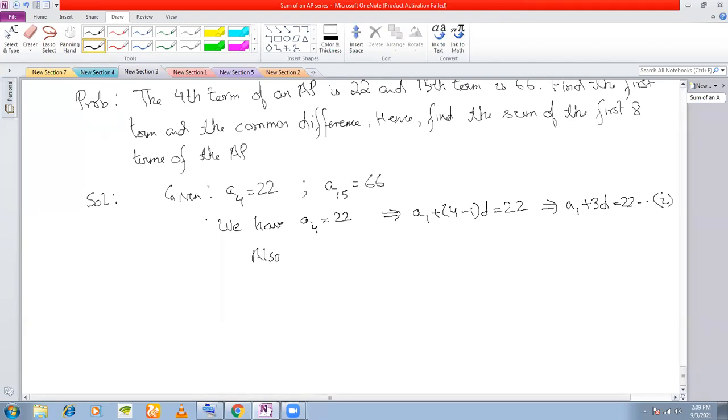Also, A15 is equal to 66. That means A1 plus 15 minus 1 into D is equal to 66. That means A1 plus 14D is equal to 66. This is our second equation. Now we'll solve simultaneously once again.